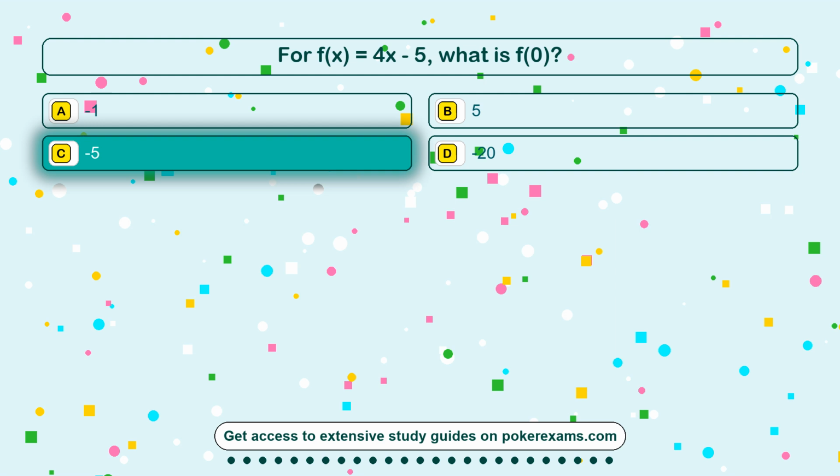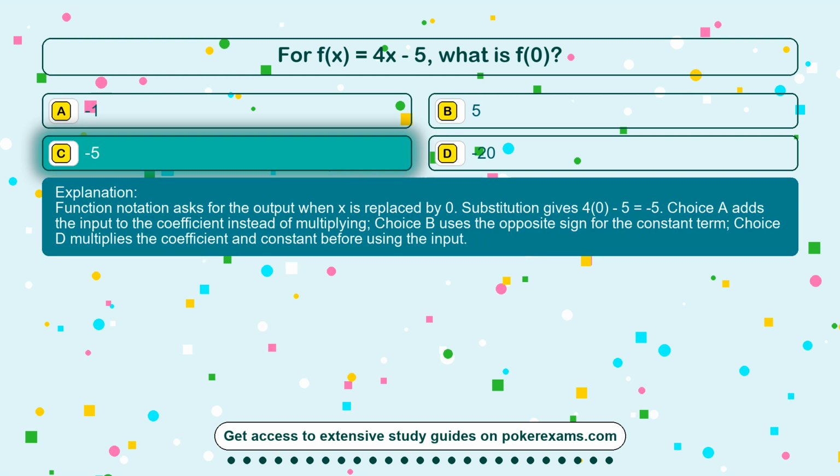The correct answer is option C, -5. Function notation asks for the output when x is replaced by 0. Substitution gives 4(0) minus 5 equals -5.